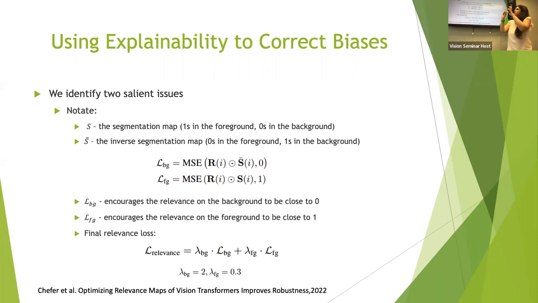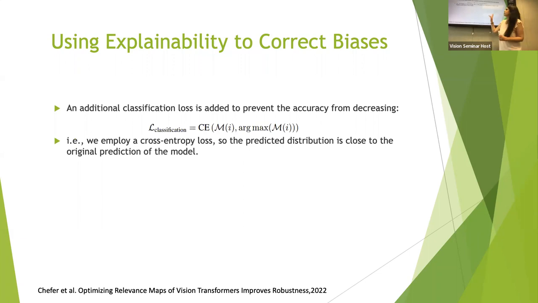We do also have a classification loss, which ensures that the new prediction by the model, or the new distribution, is similar to the old distribution by the model, just to make sure that the model doesn't forget how to classify images. And again, the model does a pretty good job on ImageNet. So we don't want to change the prediction by the model. We just want to change the reasoning.